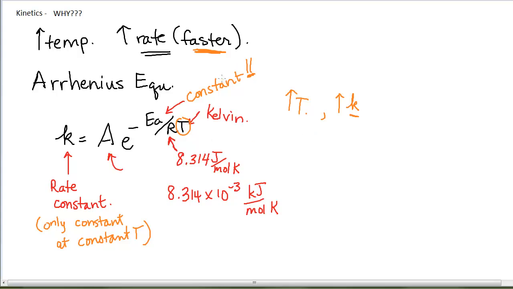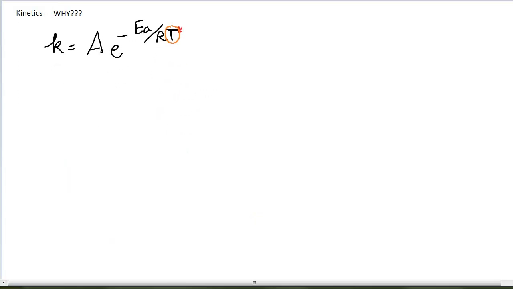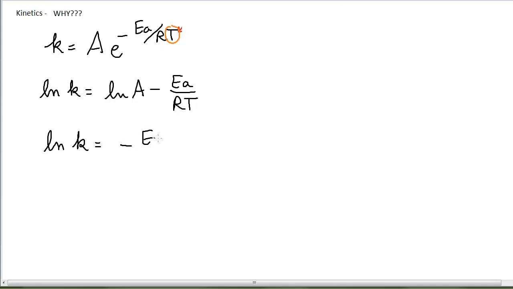Now, this form of the Arrhenius equation isn't that useful to us at this point, so I want to do a little algebra on it and get it in a more useful form. All right, if I take the natural log of both sides, I end up with the log of k is equal to the log of A minus E sub A over RT. I hope you've had a chance to practice a little bit with natural logs. Do a little bit more rearranging, one more algebra step. I have the log of k equals minus E sub A over RT plus the natural log of A.